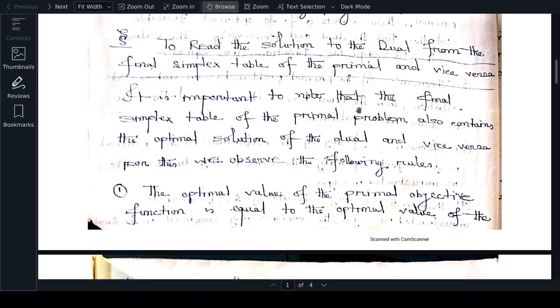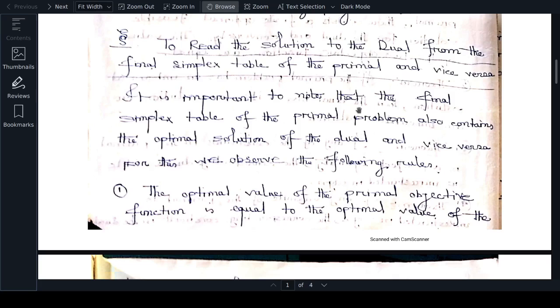primal and vice versa. First, you see, it is important to note that the final simplex table of the primal problem contains the optimal solution of the dual and vice versa. For this, we observe the following rules. So what are the rules? First, you see, the optimal value of the primal objective function is equal to the optimal value of the dual objective function. Means max Zp equals min Zd.